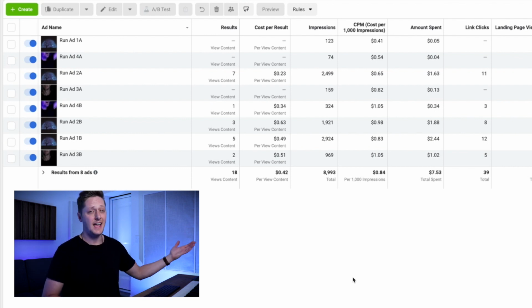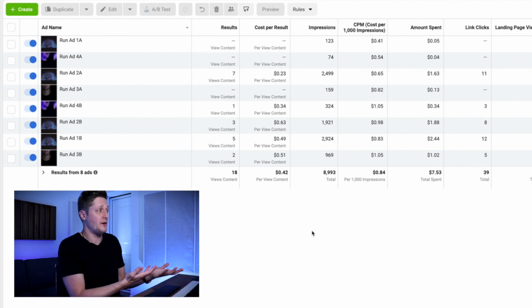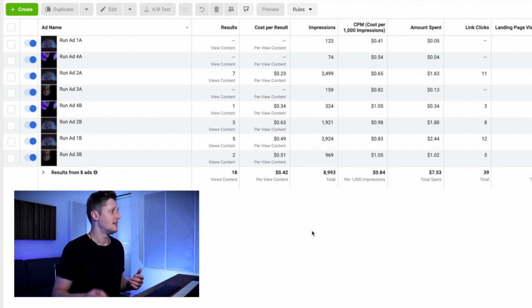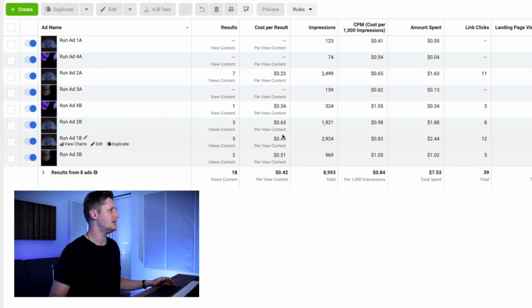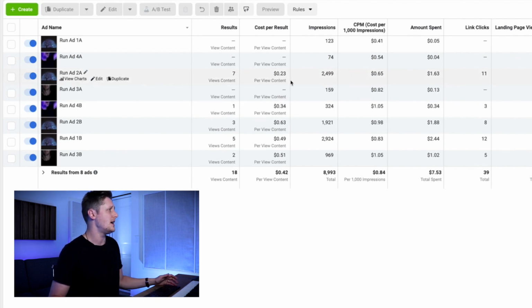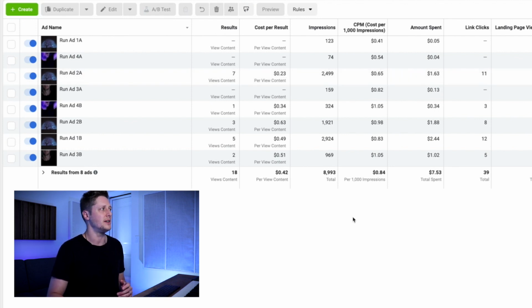I have 8 ads in here. 8 ads is overboard. It's too much. And as you can see, none of them got very good results. All of the results of these ads are minimal, and the cost per view content is pretty terrible. I mean, the best one was 2A, and it got 23 cents on opening day, which isn't bad. It's not a bad place to start, but it only got 7 conversions at that rate.